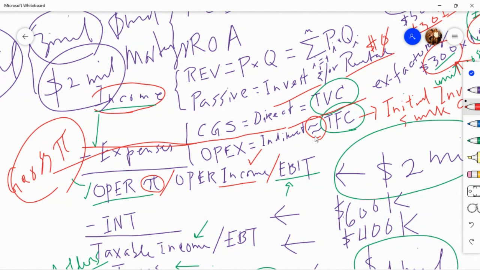Think about it. Their revenue was 10 million, that's good. CGS 5 million, so the gross profit is 5 million. But what if their operating expenses were 6 million, and they are not talking about that at all? They're just talking about gross profit.